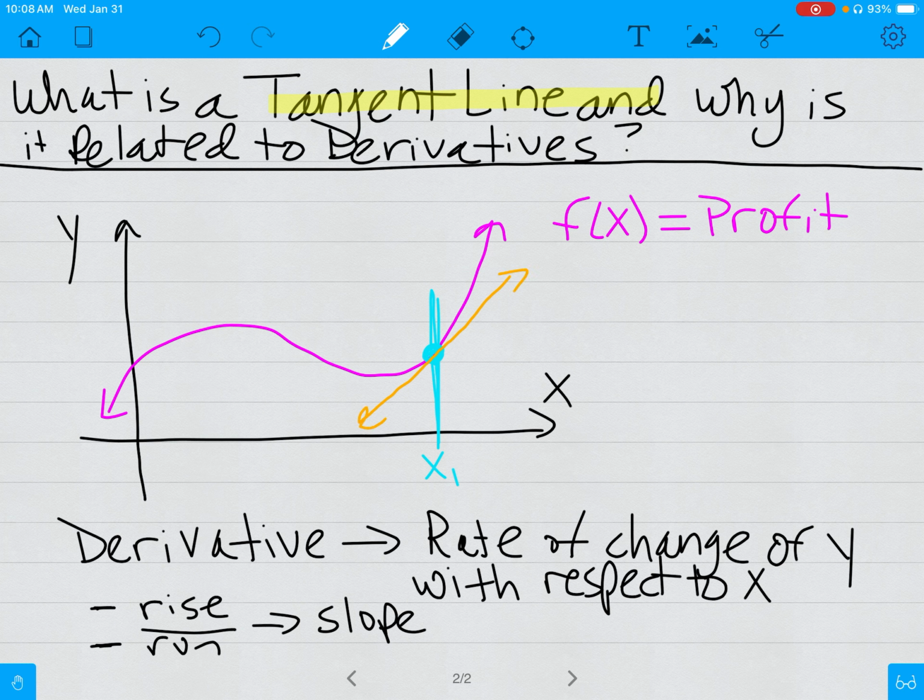So this line that I just drew, it's just skimming the curve right there. It's only contacting the curve at that one point, at the x1, f of x1 point, and not anywhere else. That is a tangent line.